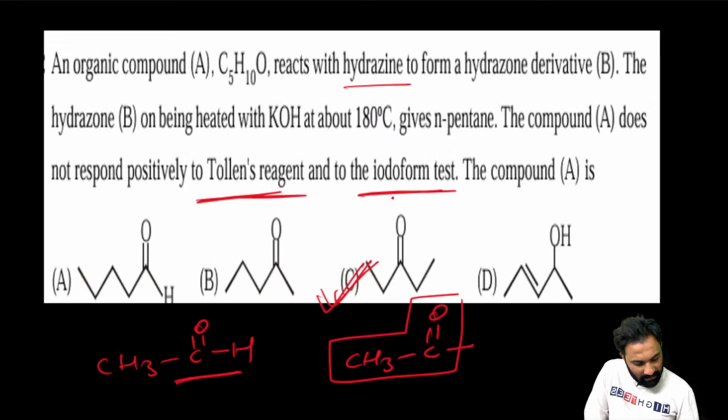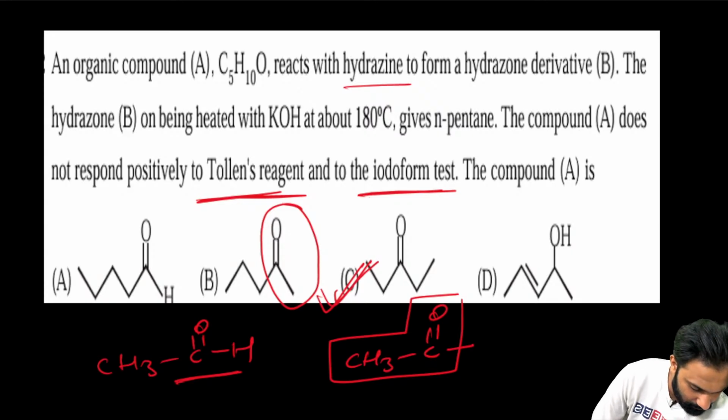Now indirectly it is asking which one will not give the Tollens reagent test and the iodoform test. B is asking both, it will not respond. Here, B will show the iodoform. My dear friend, B will show the iodoform.